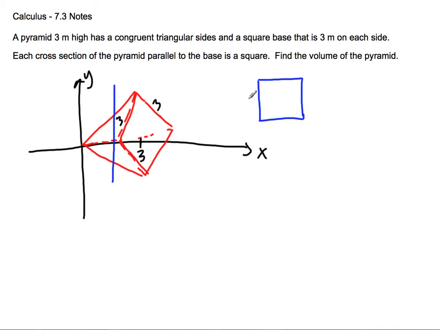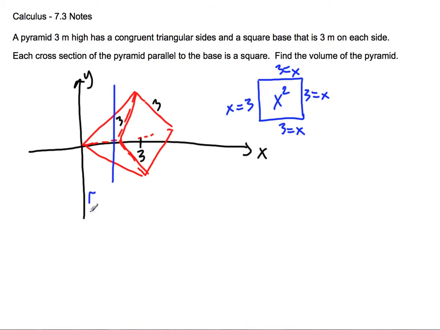So the cross section is a square that has a length of 3 for each side. We want to find the volume of the pyramid, so we need to find the area of this side. How would we do that? If we let each 3 be represented by a variable x, because we're looking at a pyramid whose sides are always changing. At the base we've got a 3 square unit area. So how do I find the area of a square? I square the sides.